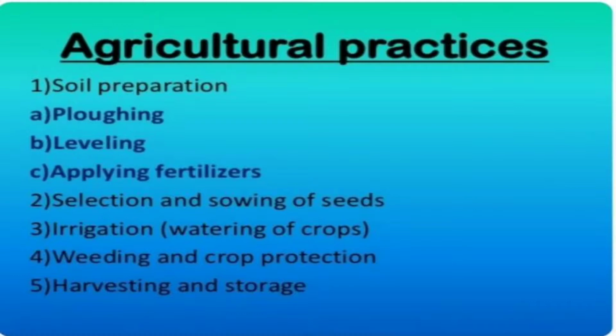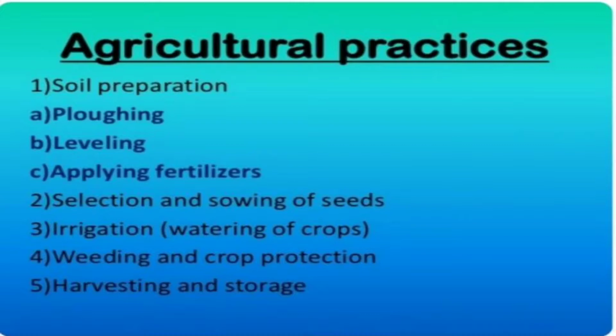Irrigation means watering of crops at intervals of time. Weeding and crop protection means we are removing the weeds by using certain chemicals, and by using other things, like we can remove weeds by plow also when we are plowing the land. Then we do harvesting, that means cutting off crops. And then storage, if you don't store it then it will spoil. It will be eaten by pests, rats, and other microorganisms.